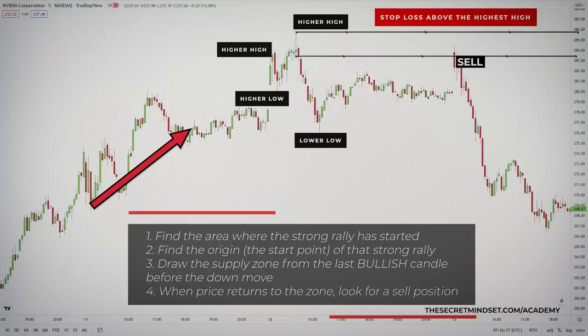This is the price area that could represent the entry trigger. Stop level can be placed above this higher high, while partial profits can be taken at this low and at this low.